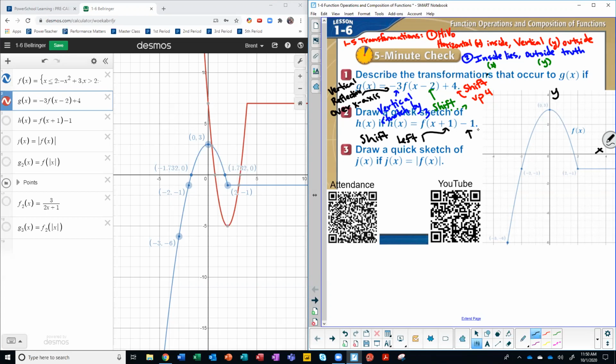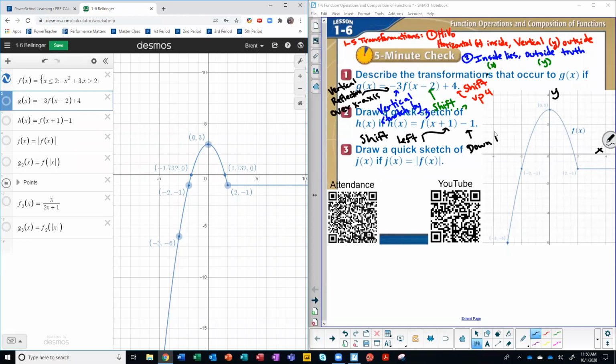It's outside. Outside is a y, or a vertical, and outside, the y's tell the truth. So on the y-axis, going down, -1 would be down 1. So this is just going to shift the graph down 1. When I come over here, I'm going to put this graph in. We're saying it's going to go left 1 and down 1.